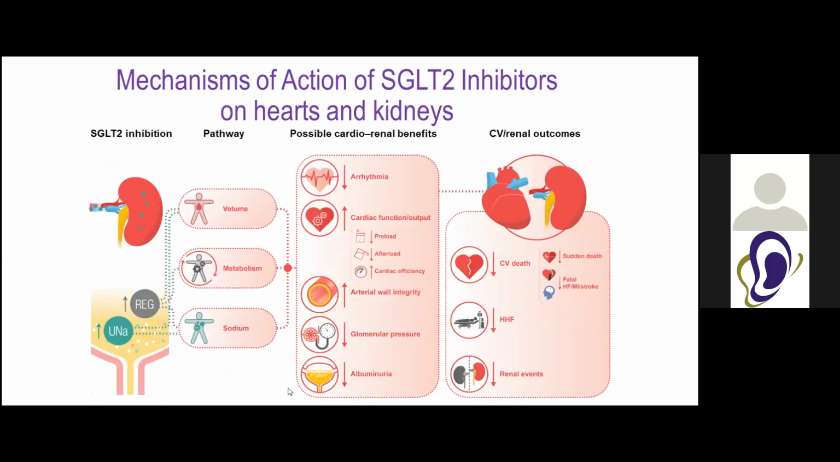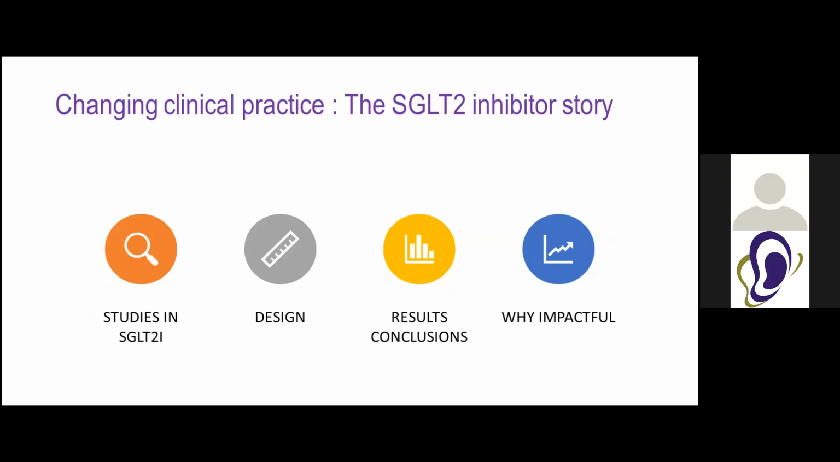These together result in a reduction in arrhythmias, a change in cardiac output with a delta preload, afterload, and improvement in cardiac efficiency, a change in arterial wall integrity, GFR and albuminuria. And it's probably through that interaction that we are improving cardiovascular and kidney outcomes, so that all of the studies that I showed you actually now make sense if you think about how it is that this medication works.